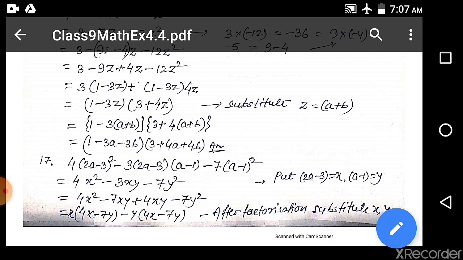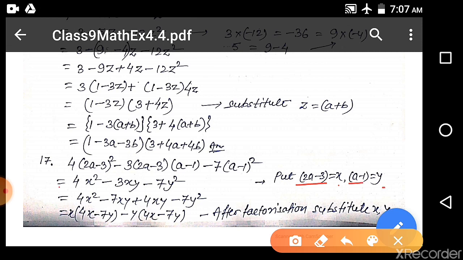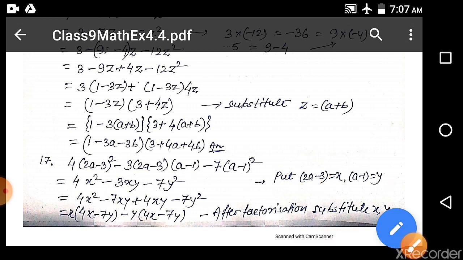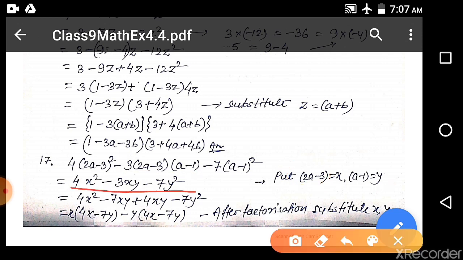So the first step we will substitute this 2a minus 3 as x and this a minus 1 as y. See, so this one becomes 4x square. Why? Because 2a minus 3 is taken as x. So this one becomes 3 times 2a minus 3 into a minus 1. For this 2a minus 3 it is x, for this a minus 1 it is y. So that means it will become minus 3xy. Now for this a minus 1 whole square we can write y square. So this one becomes 7y square with a minus sign. Now after that, for this trinomial we can solve easily. So this is the solution.